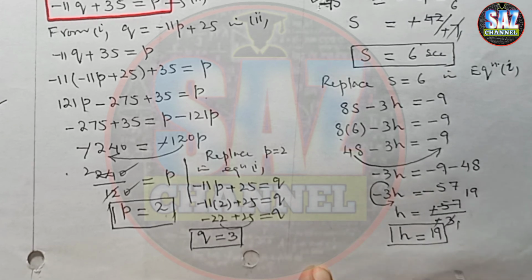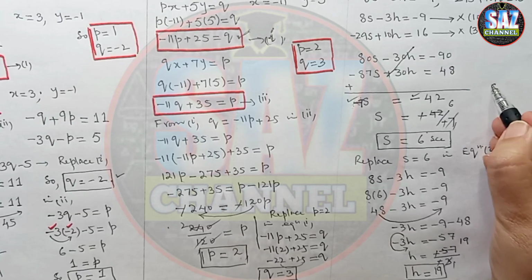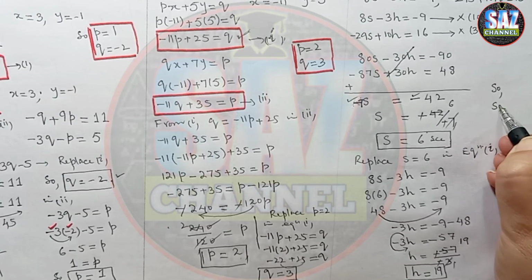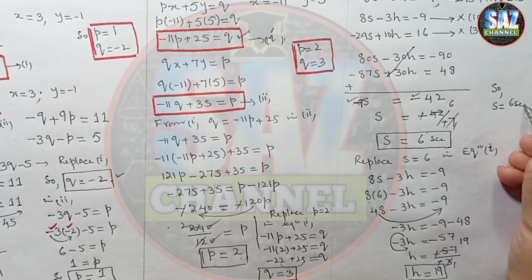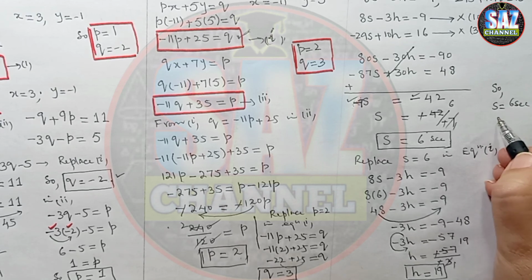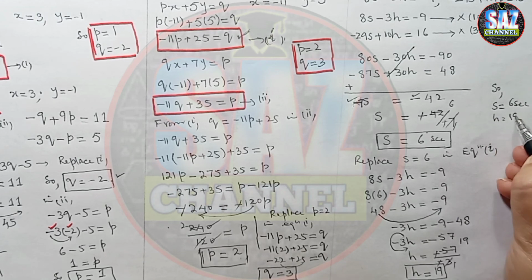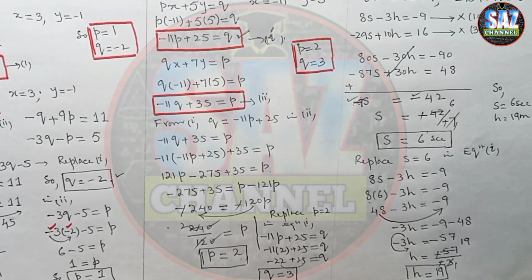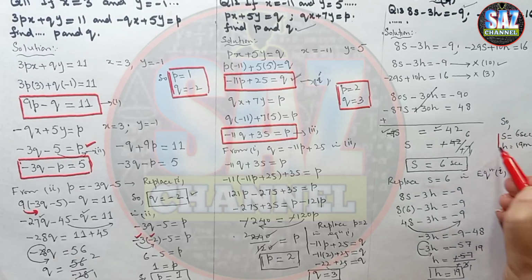h equals 19. So the time is 6 seconds, and the height is 19 meters for this situation. I hope you are clear about this lesson.